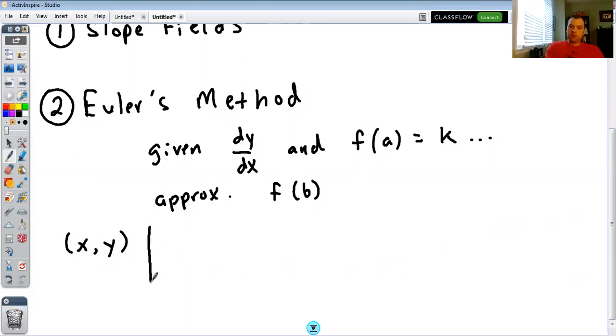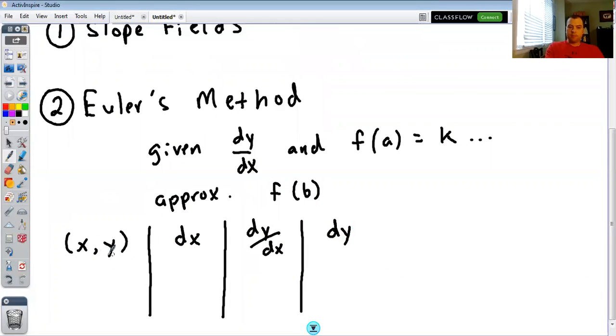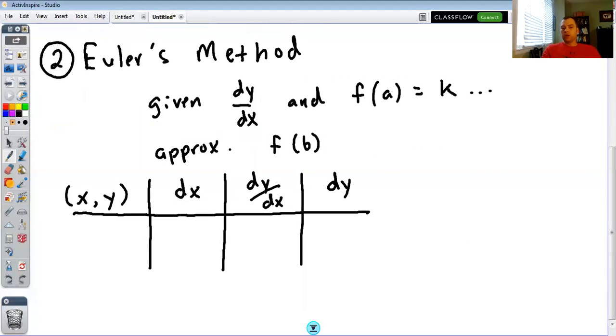So our first column of the table is x, y. Our second column is dx. Our third column is dy dx. And our fourth column is dy. The way that Euler's method works in a problem is x, y is going to begin your first point, whatever you're given. So in this case, it would be a, k. Dx is given to you in the problem in some way.